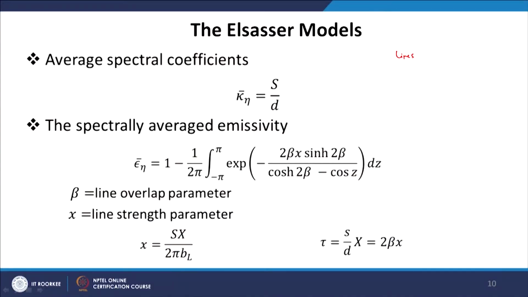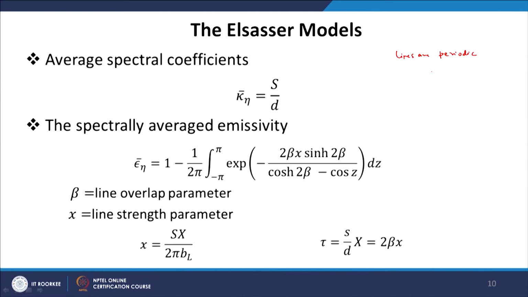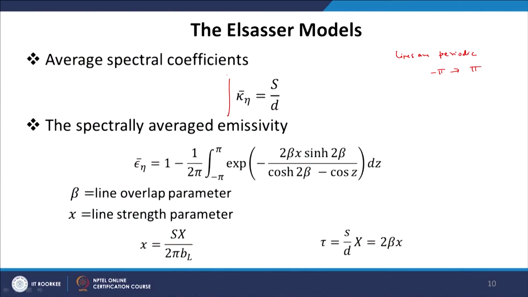But we are not interested in the absorption coefficient, we are interested in the mean absorption coefficient. So, we have to take an average over a few lines, and in fact these lines are periodic in nature. If you have observed, the Elsasser model has lines equally spaced, they are periodic in nature with period from minus pi to pi. So, what we can do is integrate and find an average absorption coefficient. The average absorption coefficient is given by S by D, where S is the line strength parameter and D is the separation distance. Spectral emissivity, the average emissivity, is given by this relation.